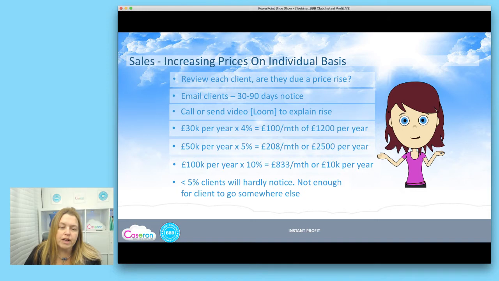Now, if the price rise is less than 5%, clients will hardly notice, and it's not enough for them to go elsewhere. If you review quarterly and annually, it takes the pain away from price rises.